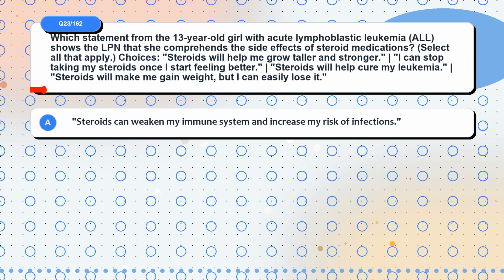Question 23. Which statement from the 13-year-old girl with acute lymphoblastic leukemia ALL shows the LPN that she comprehends the side effects of steroid medications? Select all that apply. Choices. Steroids will help me grow taller and stronger. I can stop taking my steroids once I start feeling better. Steroids will help cure my leukemia. Steroids will make me gain weight, but I can easily lose it. Option A. Steroids can weaken my immune system and increase my risk of infections.